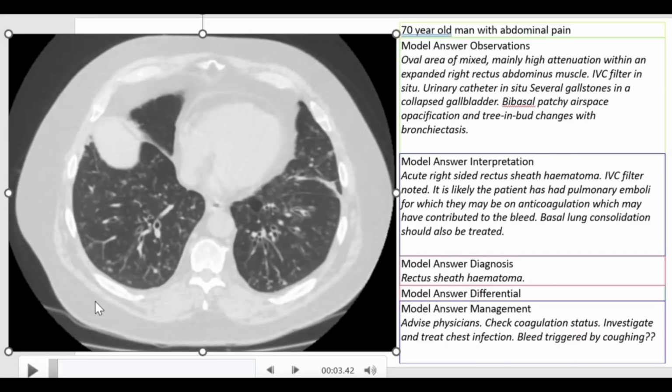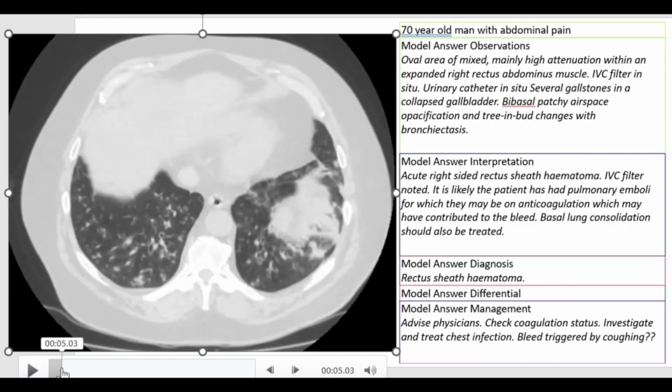The chest cuts show bibasal linear branching opacities with adjacent centrilobular nodules, giving the tree-in-bud pattern.